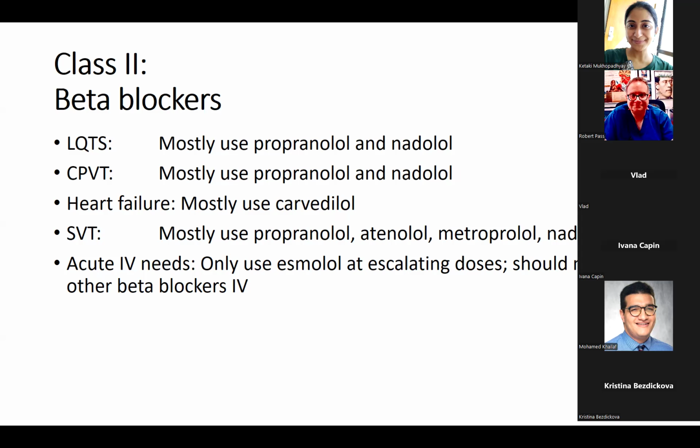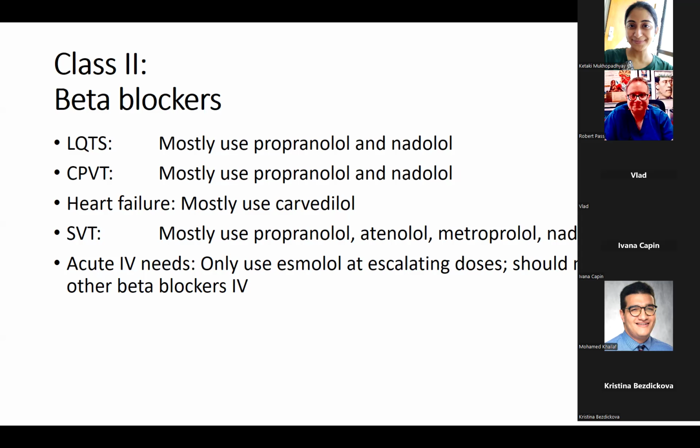Okay, so that's a general discussion of beta blockers for today. Any questions about any of that? Dr. Pastore, what properties of propranolol make it more impactful on the hemodynamics with IV form compared to esmolol? Is there anything specific that we should know?